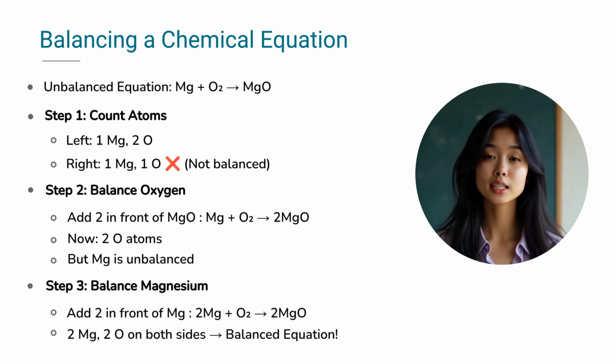But look, magnesium is now unbalanced. We have 2 on the right, but only 1 on the left. Step 3. Let's fix that by placing a 2 in front of magnesium on the left. Now it's balanced. We have 2 magnesium atoms and 2 oxygen atoms on both sides. This is a balanced chemical equation, simple, clear, and scientifically accurate.